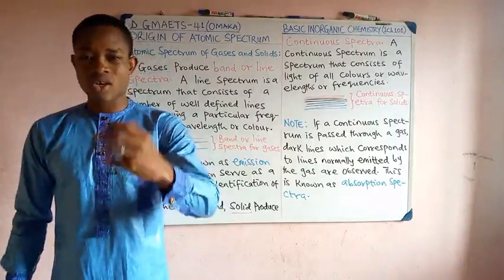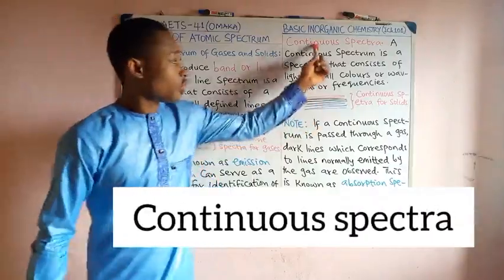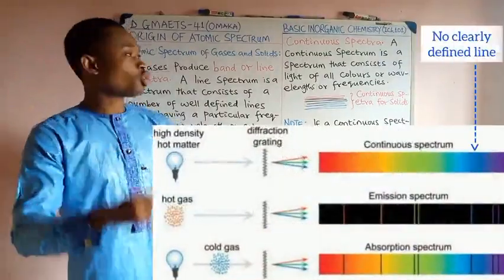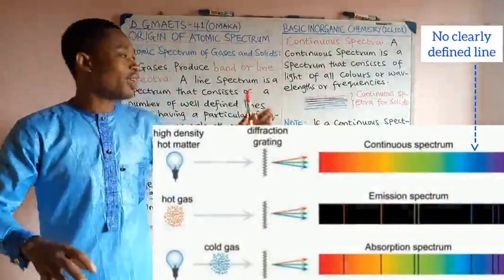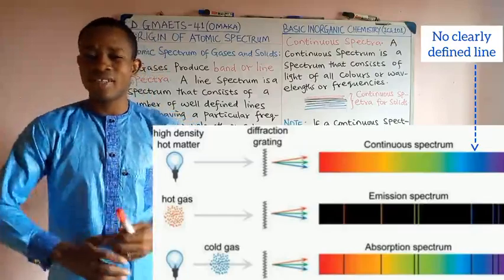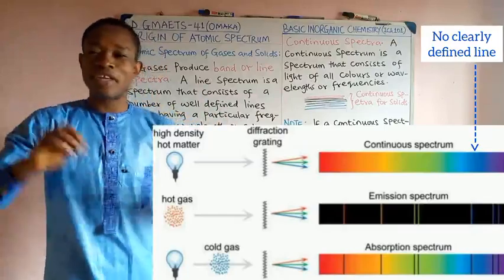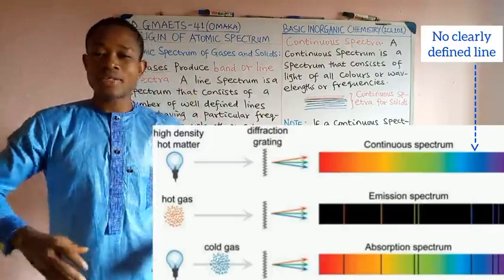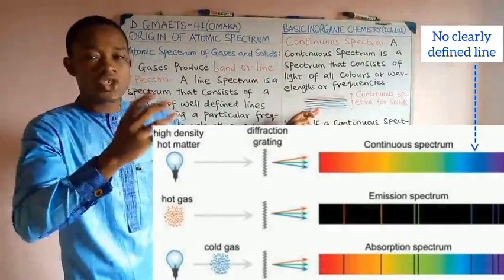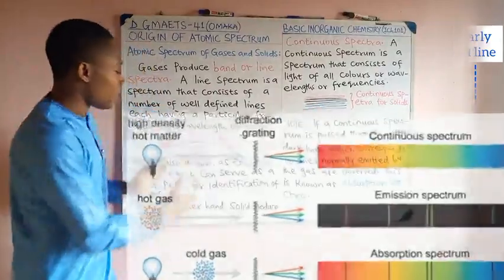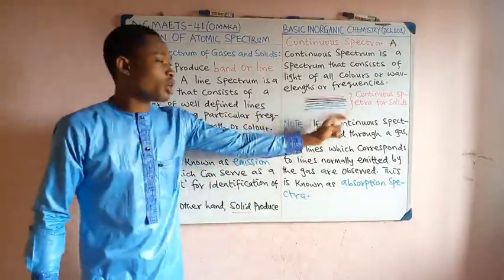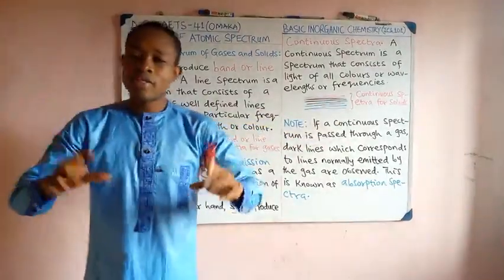Solids produce what we call continuous spectra. And what is this continuous spectrum? A continuous spectrum is a spectrum that consists of light of all colors, wavelength, or frequency. So they are not defined. You just see different kinds of things, as if there is a mix-up. Is that okay? Now, I try to sketch out something to give the idea of a continuous spectra. If you compare this to that of line spectra, you can see the clear difference. While this is well arranged and defined, continuous spectra is not. Please take note of this.